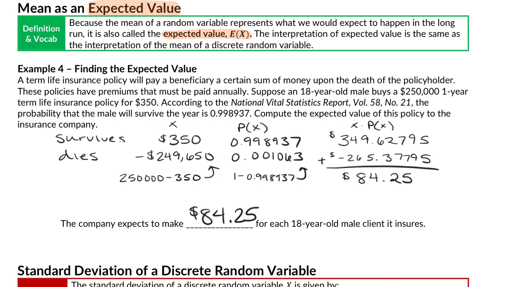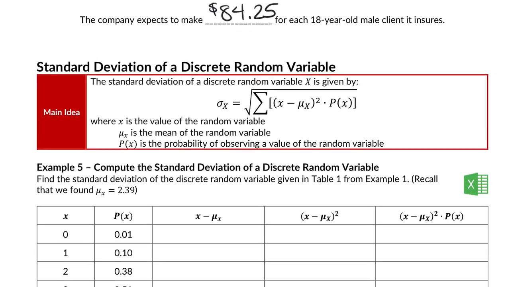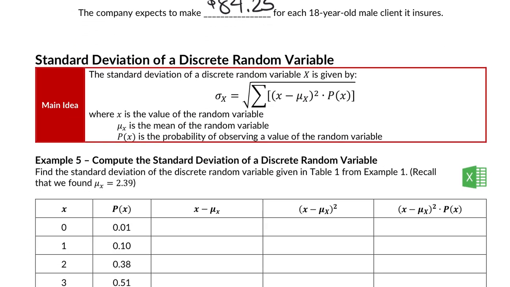Obviously, we could have done this in Excel, right? So later on when you're doing these problems, you can do this in Excel. That's the mean, which is also the expected value. The second way we're going to describe these distributions is, again, with the spread. So we do that with standard deviation.